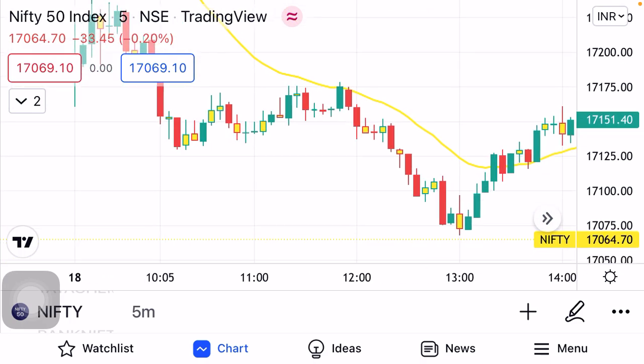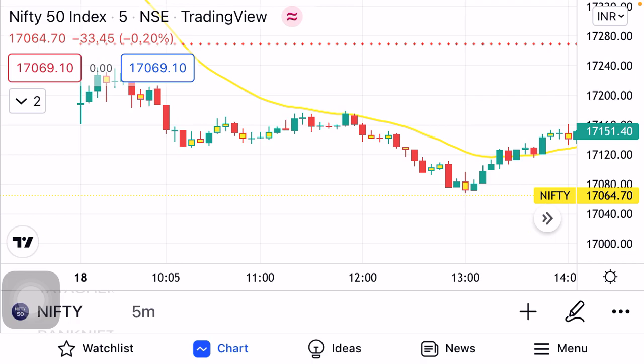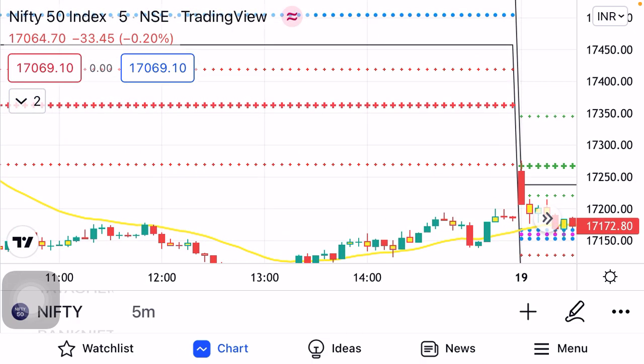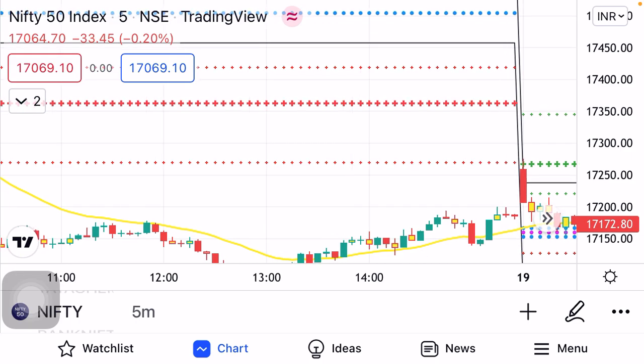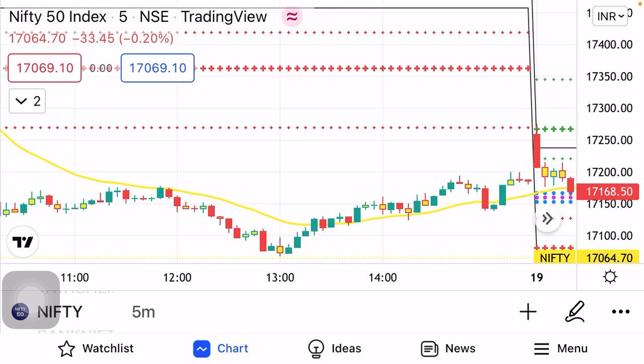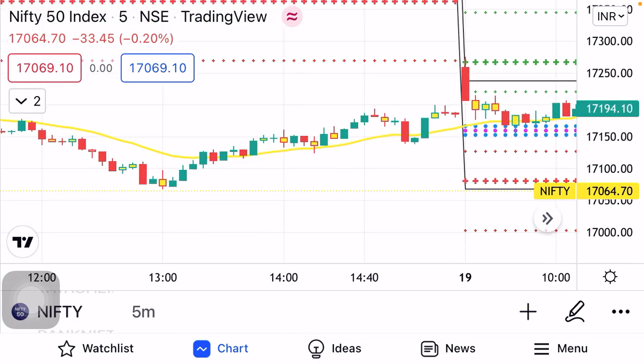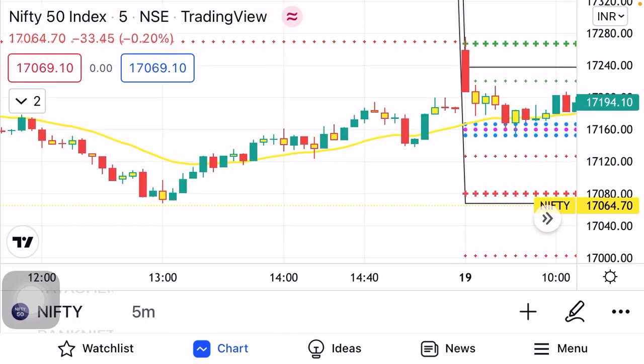See, the market has moved more than 100 points. This is enough for us to take a profit, and we'll move on to 19th, and that is on Tuesday. On Tuesday, the CPR is in downtrend, right? Since the CPR is in downtrend, we'll see for a put position only.